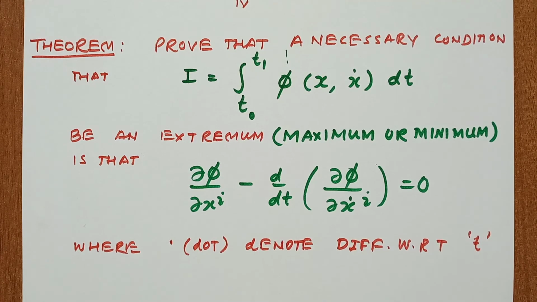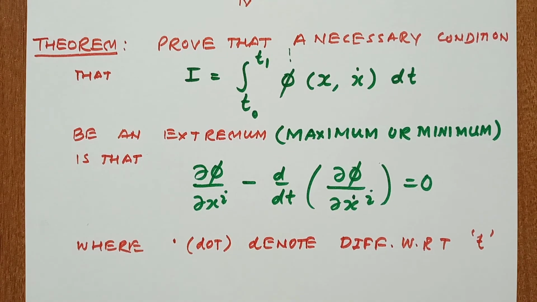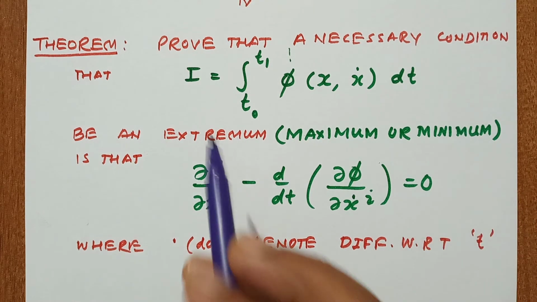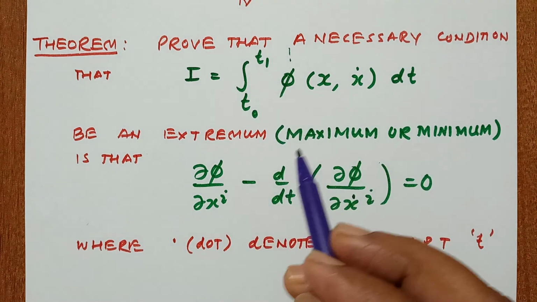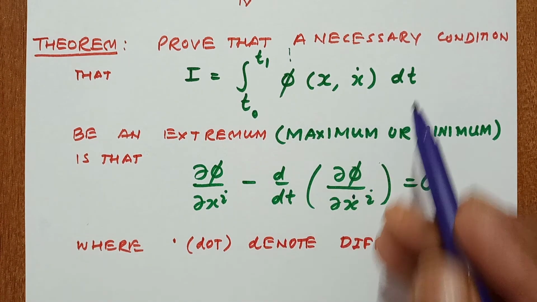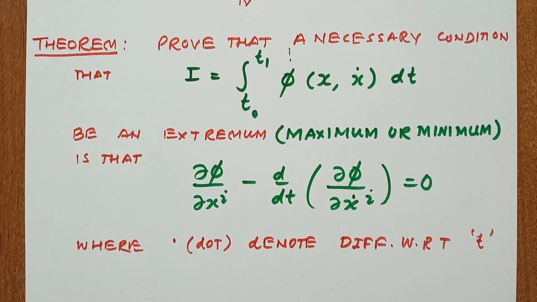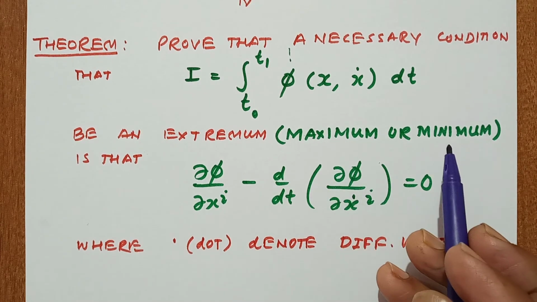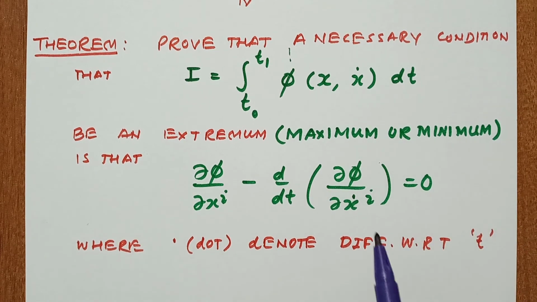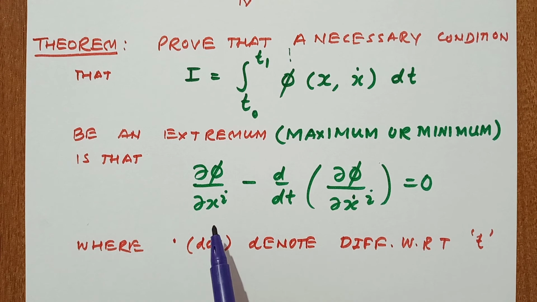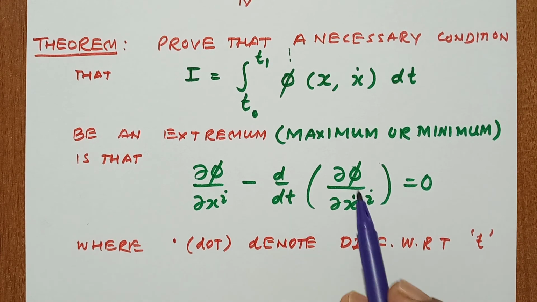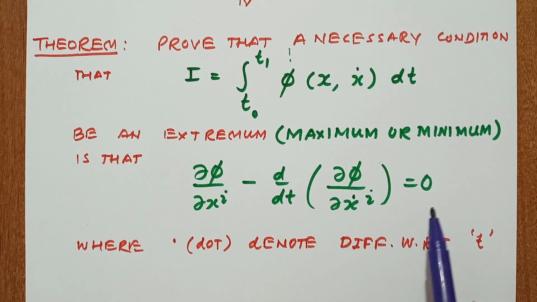An important theorem on geodesic: prove that a necessary condition that the integral I equal to t0 to t1 of phi of x comma x dot dt be an extremum is that del phi upon del xi minus d by dt of del phi upon del x dot i is equal to 0, where dot denotes differentiation with respect to t. Extremum means maximum or minimum. As we have explained, minimum means straight line, and in curved space, maximum means great circle.